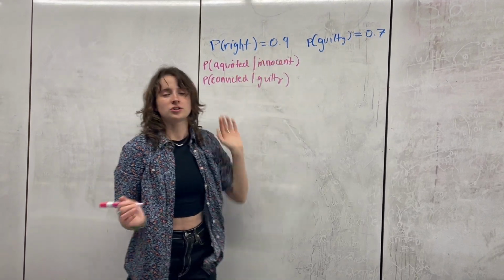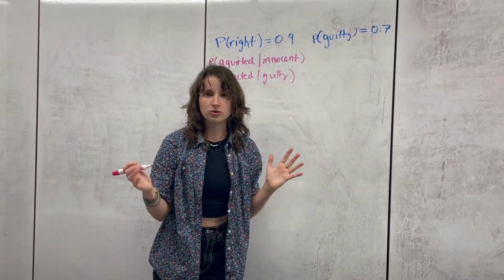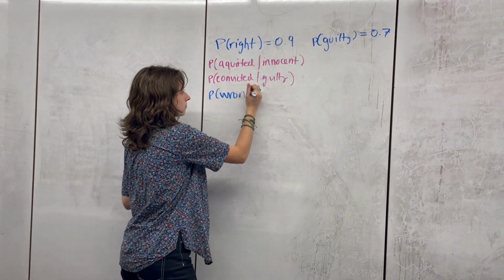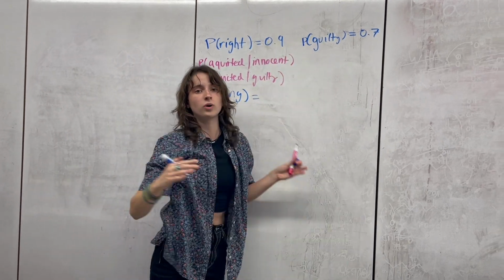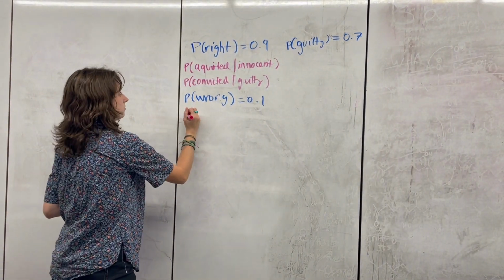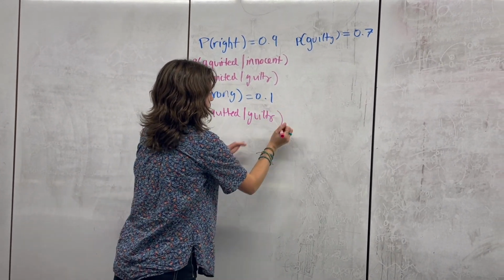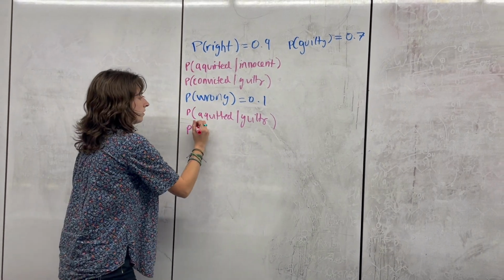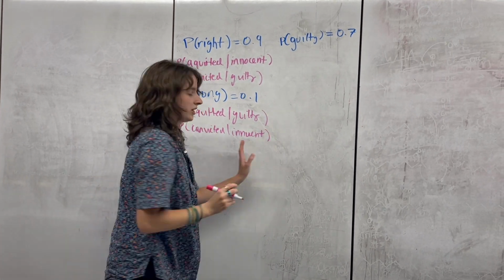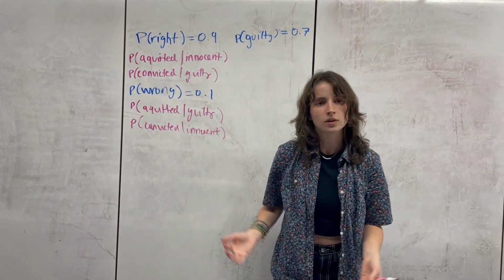But then on the contrary, I'm just going to fill out all the different situations so that we can pull from these probabilities and put them into the formula. On the contrary, if we have a wrong decision, that would be the complement of this, so 1 minus 0.9, that's 0.1. And that would be a guilty defendant is acquitted or an innocent defendant is convicted, because we don't want those things to happen. That's the wrong decision.